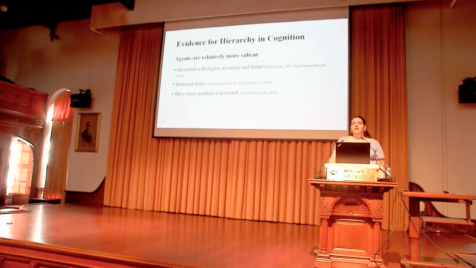Even though the thematic hierarchy was formulated to explain the linguistic representations of the thematic roles, it's assumed that it has roots in cognition as event participants. So it makes sense that we would see this hierarchy in cognition as well. And recent research with adults actually supports this. We see that agents are identified with higher accuracy and faster compared to patients. Agents are also detected faster, for example, in a visual search task. And lastly, agents have more predictive potential about the upcoming event compared to patients.